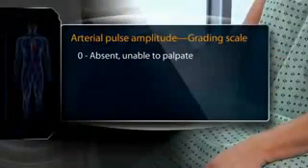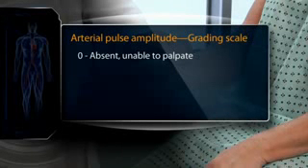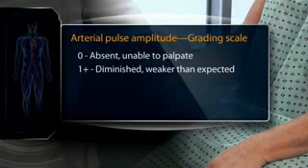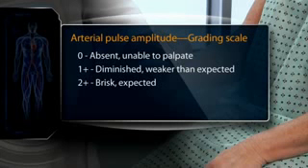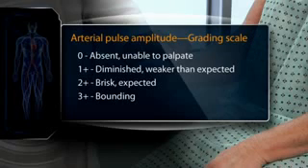A grade of 0 indicates an arterial pulse that is absent and not palpable. A grade of 1+ indicates a pulse that is diminished, weaker than expected. A grade of 2+ indicates a brisk or normal pulse. Grade 3+ indicates bounding and possible aortic insufficiency.